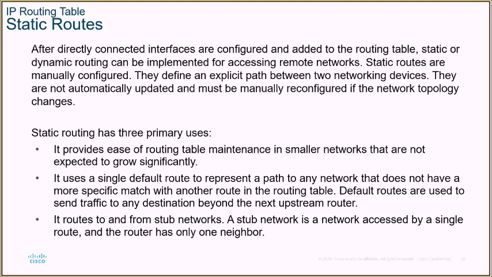So static routing has three primary uses. It provides ease of routing table maintenance in smaller networks that are not expected to grow significantly. It uses a single default route to represent a path to any network that does not have a more specific route or match in the routing table. Default routes are used to send traffic to any destination beyond the next upstream router. It routes to and from stub networks. A stub network is a network accessed by a single route, and the router has only one neighbour.